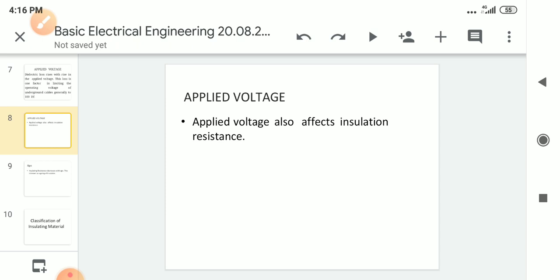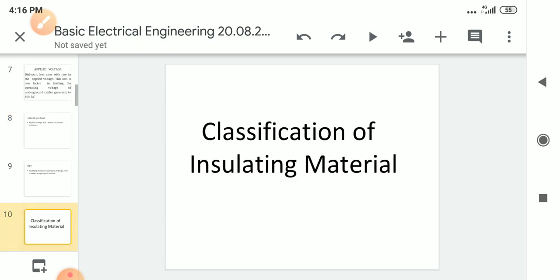Next, age is also one of the factors. These are the properties and factors of insulation material.